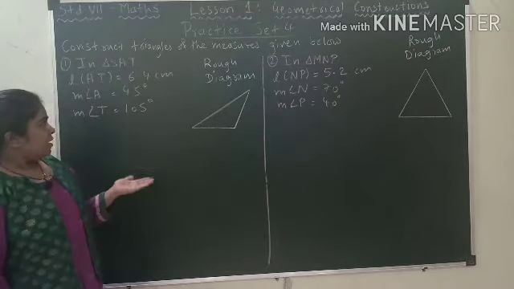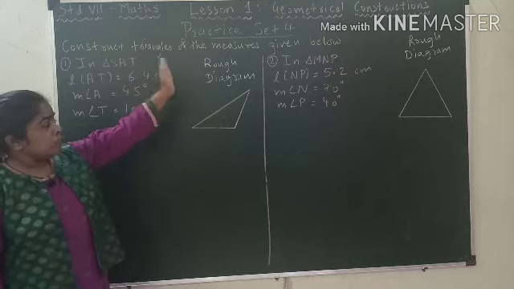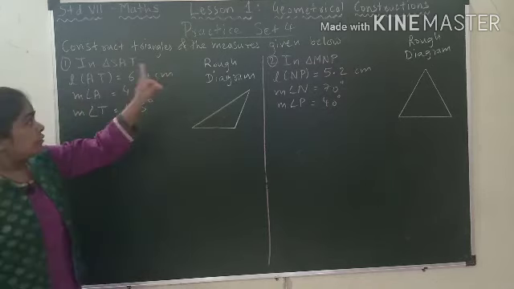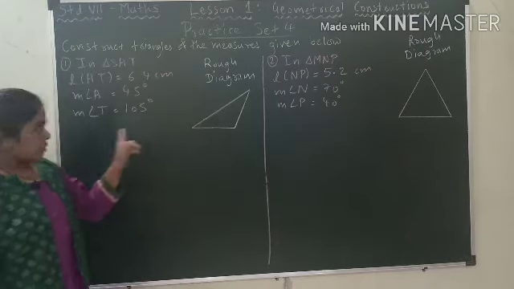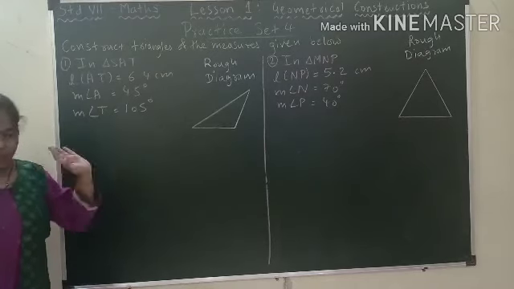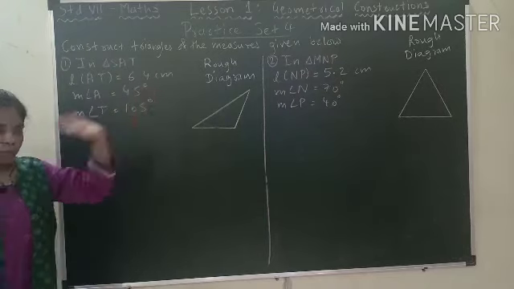Students, welcome to the next session of our first lesson of 7th standard geometrical constructions. We are going to begin with practice set 4 today. I have already written the questions with the rough diagrams there for the first and second one. Construct triangles of the measures given below.